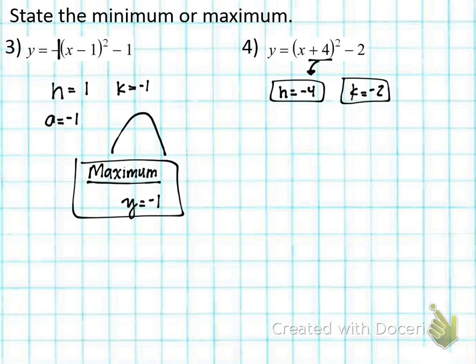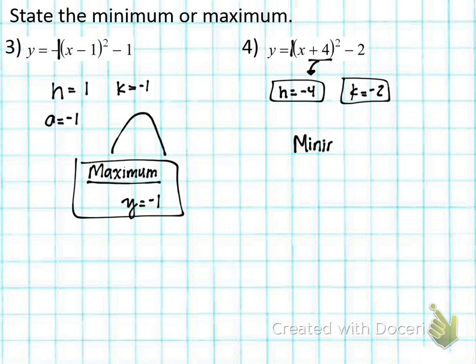Okay, what would you do next, everyone? Okay, good. So what is A equal to? What number? 1. So is it open up or down? Opens up. It's positive. It opens up. Okay, so does it have a minimum or maximum? Minimum. So we're going to write down minimum.